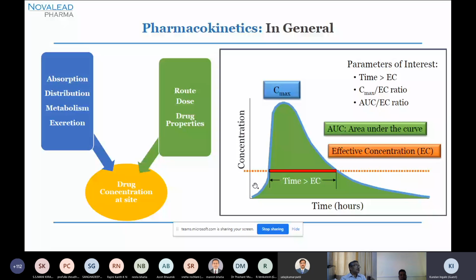And if your molecule or drug does not remain above the effective concentration for a sufficient duration of time, then its overall clinical efficacy would be very limited, or there would be different problems in terms of frequency of dosing, or in terms of increasing the dose of the molecule, which may not be feasible.